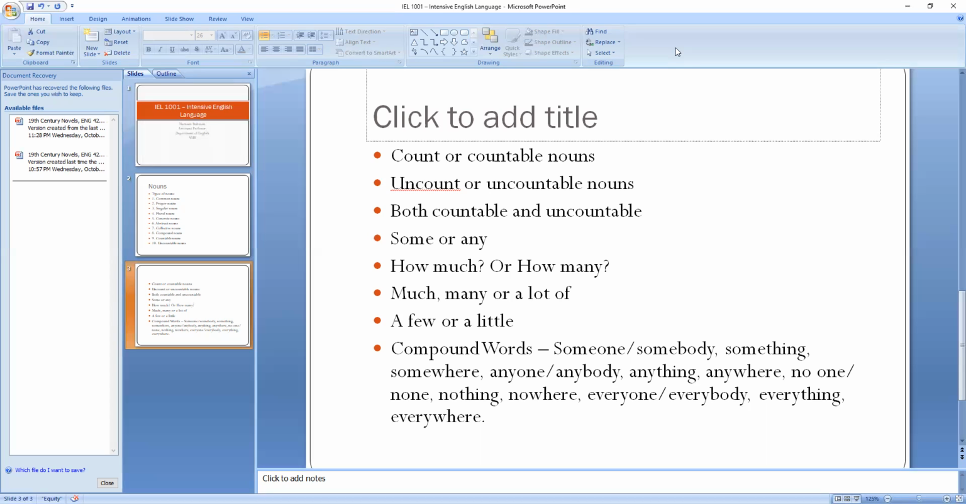Let us see some examples. There is someone on the phone for you. So someone over here is a compound word, and because this is a positive sentence, we are using some. But if it is a question, we can use, did anyone bring me last night? So here we cannot give someone, we have to give any. Like, I want to go away on holiday somewhere hot. This is a positive sentence.